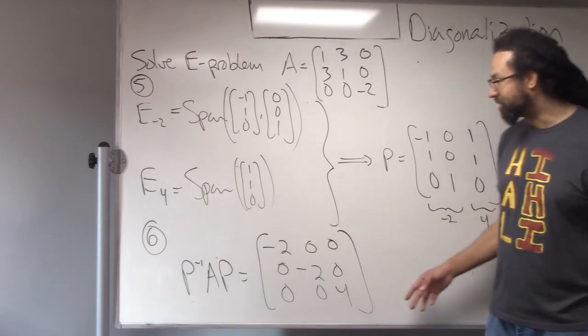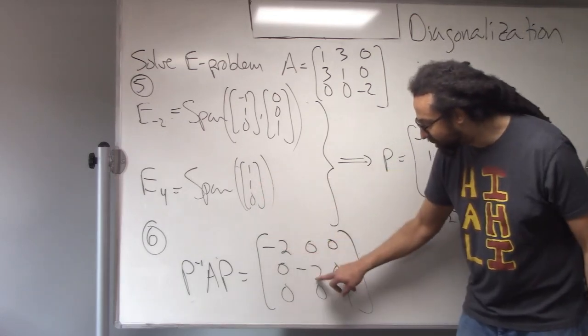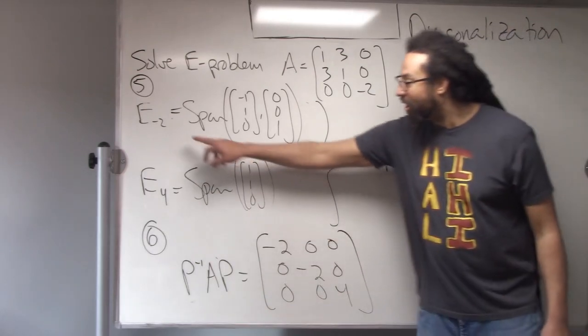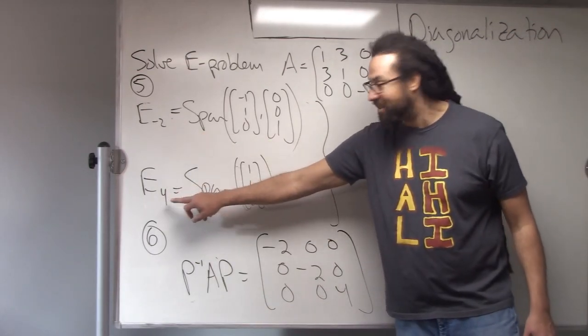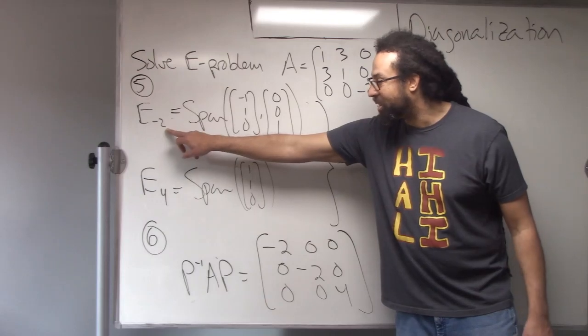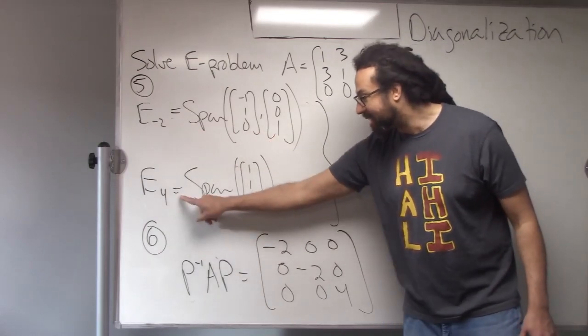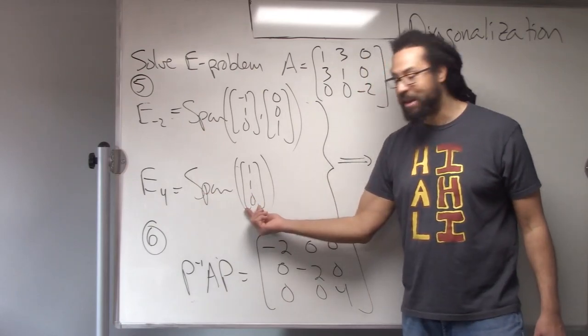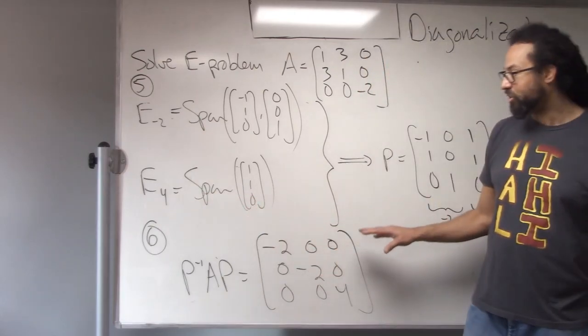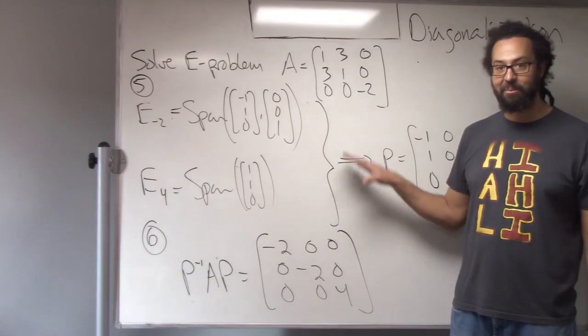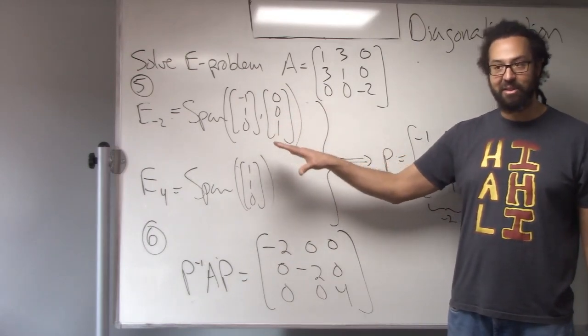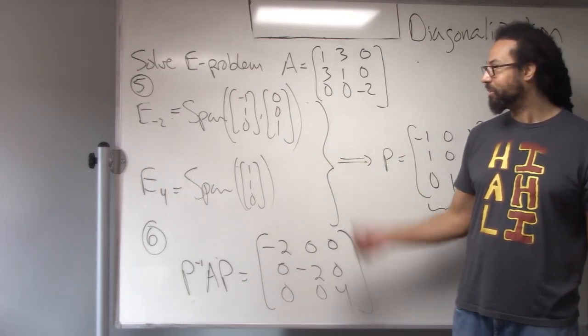And again, notice, the only thing that shows up on the diagonal are the 2 eigenvalues in this case. This thing shows up twice because its eigenspace has dimension 2. This thing shows up once because its eigenspace has dimension 1. So these 6 steps complete the full eigenproblem for this matrix A.